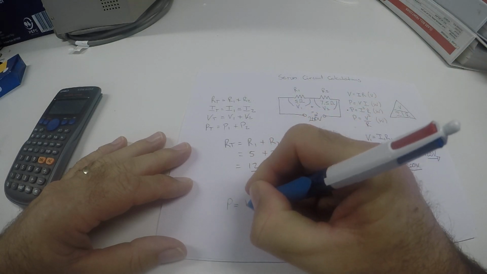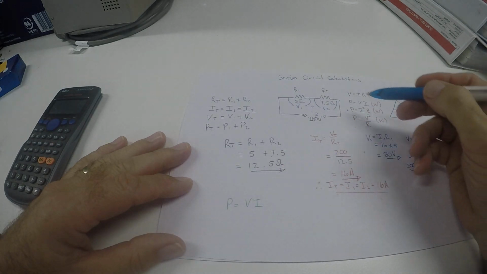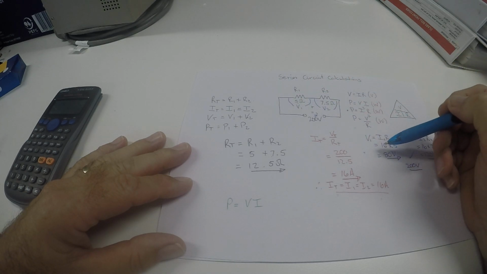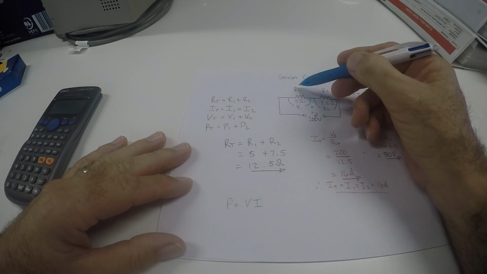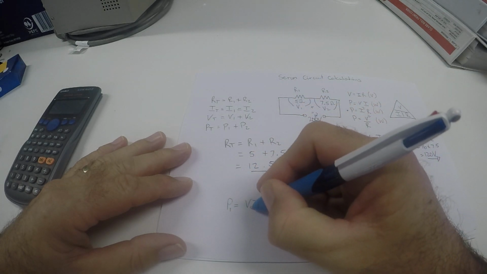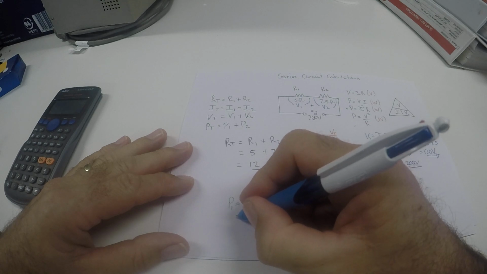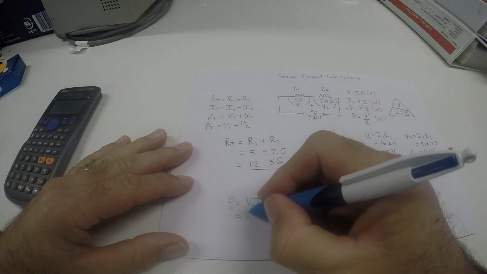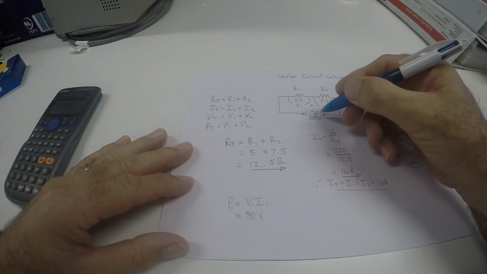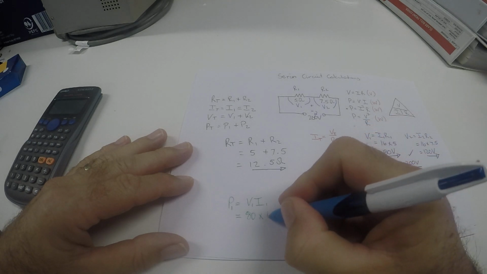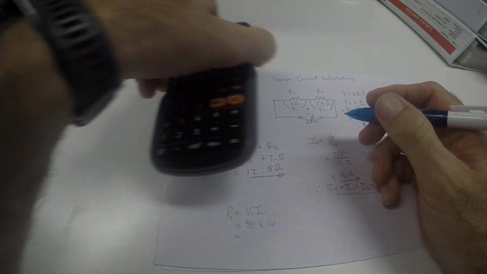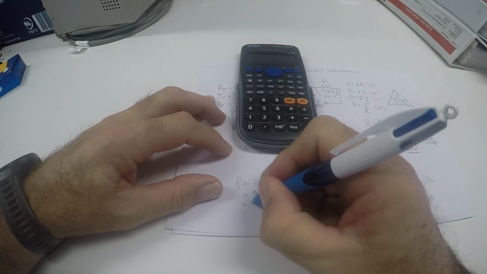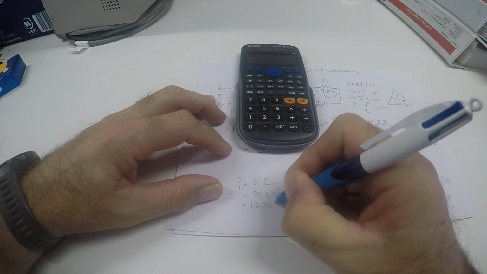So P equals VI. But again, I can only use the quantities that are applicable to the resistor I want to calculate. In this case, I want to calculate what P1 would be. So I label it P1, V1, I1. So voltage 1 is, if I'm looking at my calculators, 80. The current we know stays the same, I1, 16 amps. So I go 80 times 16 and I will get 1280 watts.